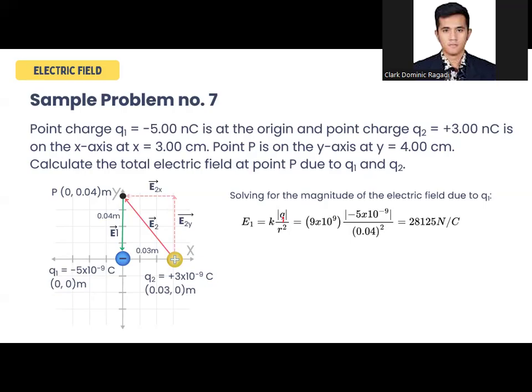Since the electric field line is directed directly downward, we can write it in rectangular form or polar form. In polar form, it's equivalent to 28,125 angle 270 degrees since, again, it's downward. Or in unit vector form, that is negative 28,125 j hat newtons per coulomb. So that's the vector form of our E1.